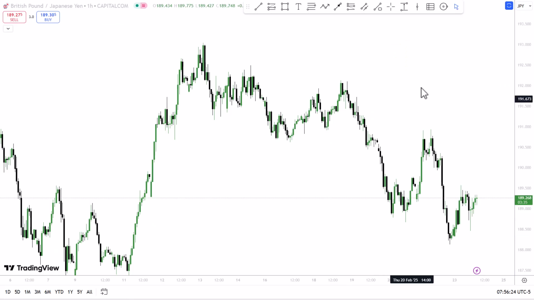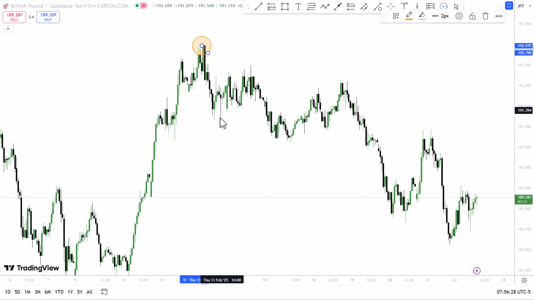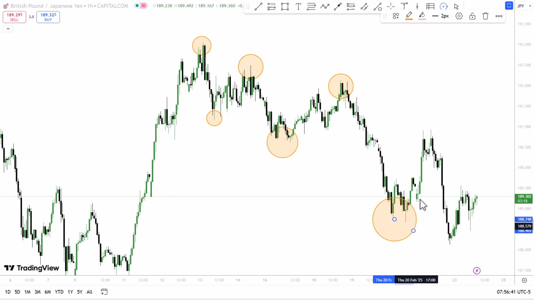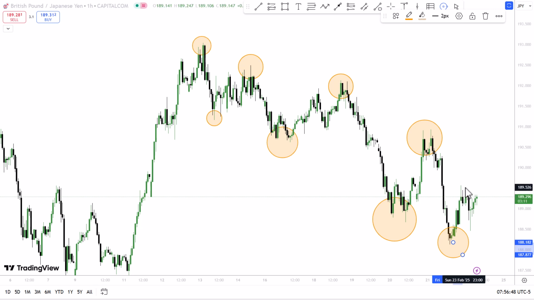Now for the bearish example, we start from over here. So this is a high. We now have a lower low, a lower high, lower low, lower high, lower low, lower high, lower low. So now how we would confirm this lower high over here is when we form a new lower low below this low at this point.